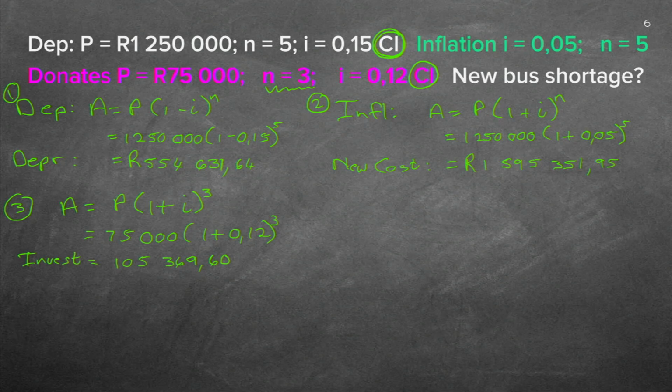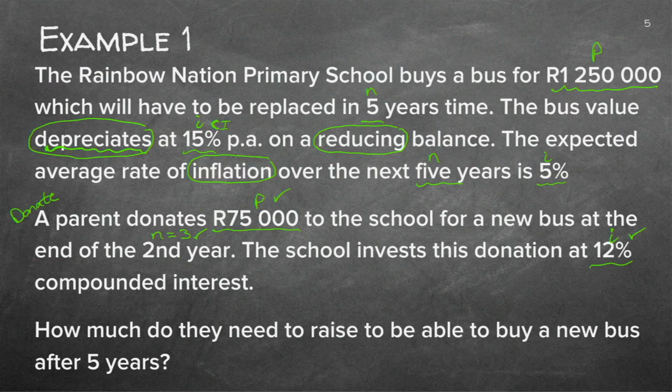So this is money that you will have at the end of 5 years. You have this money at the end of the 5 years. You have the value of your vehicle at the end of 5 years, the old vehicle that you can use as a trade-in, and there is your new cost. So they asked, let's just go to the question, how much do they need to raise to be able to buy a new bus in 5 years?